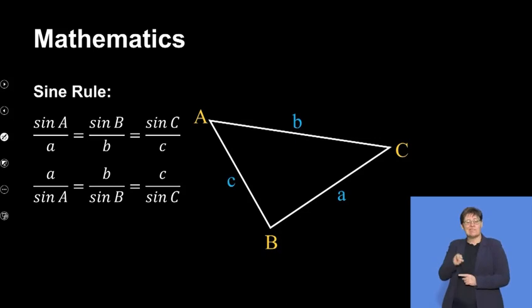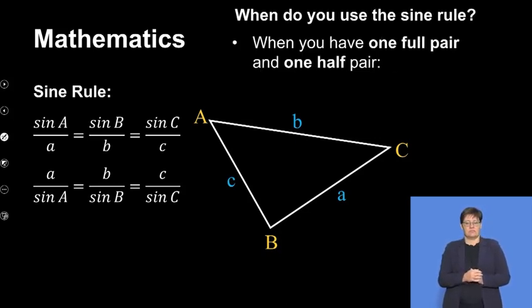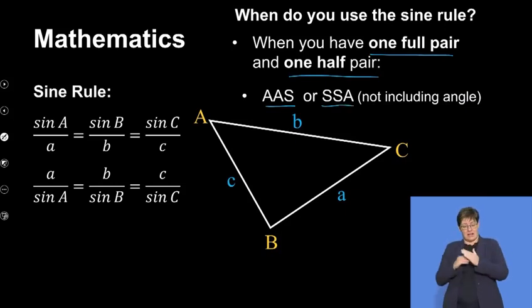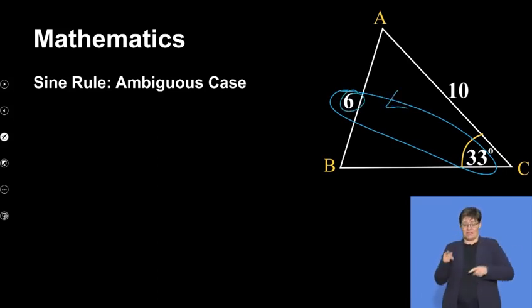Okay, and when do you use the sine rule? You use the sine rule when you have one full pair and one half pair. So either angle-side or side-angle, but not the included angle. But remember, we've got to look for the ambiguous case of the sine rule. The ambiguous case occurs when the full pair that's given contains the smaller of the two sides. So because 6 is less than 10, it will be the ambiguous case.